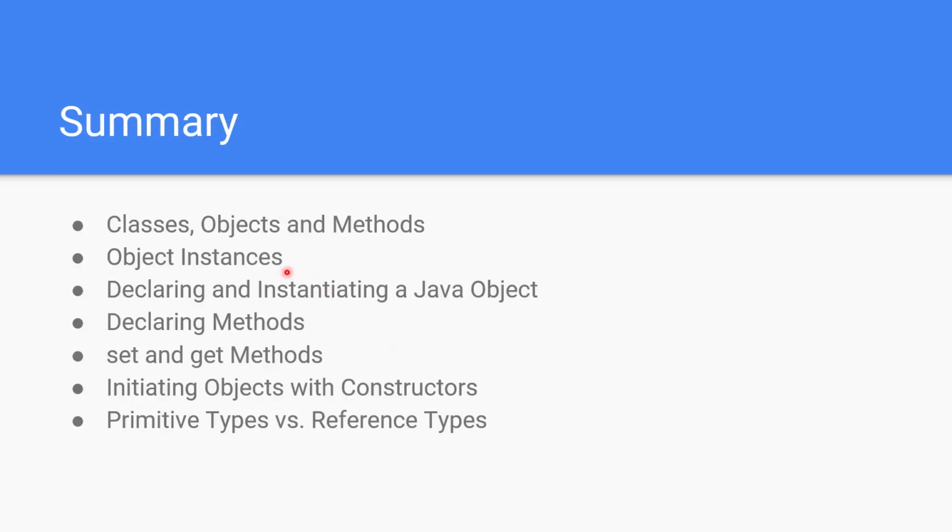So in summary, we discussed classes, objects, and methods, instantiating objects, declaring methods, the set and the get methods, initializing objects with constructors, and we talked about primitive types versus reference types.